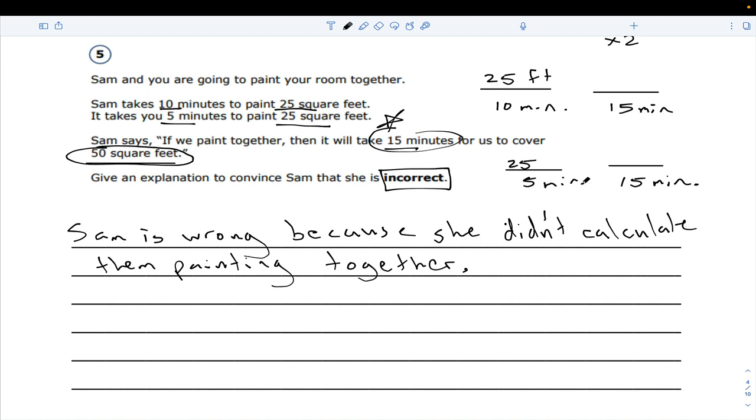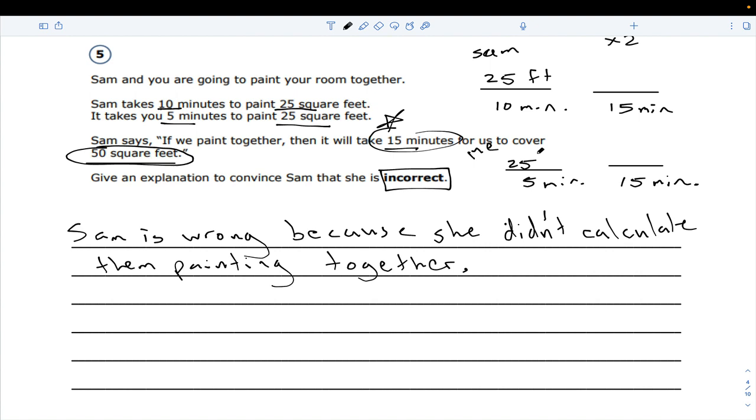This setup is Sam's painting rate. The top would be Sam. We know that she paints 25 feet in 10 minutes. It tells us right here. I also know that myself, I paint, not to brag or anything, 25 feet in 5 minutes. I'm pretty speedy. And so this rate is going to be pretty quick.